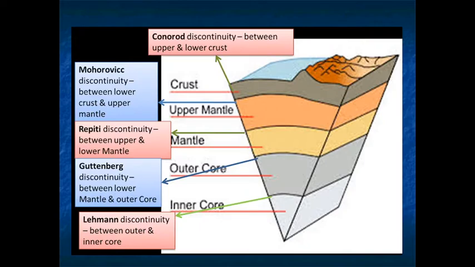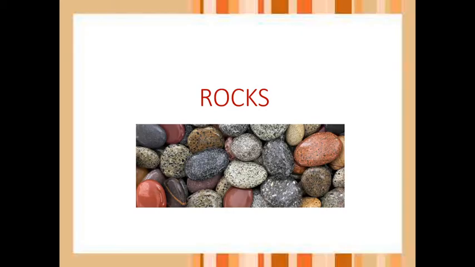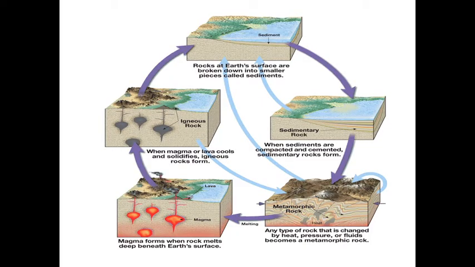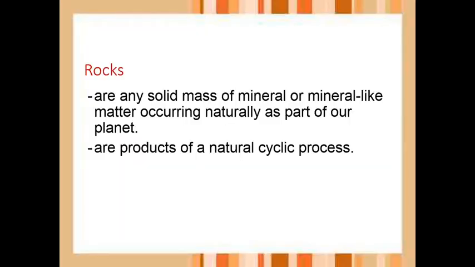So again, going back to the illustration of the discontinuities. So now, let's proceed to rocks. So rocks, of course, very important. So looking back into the concept of a rock cycle. So just to define, rocks are any solid mass of mineral or mineral-like matter occurring naturally as part of our planet. So rocks are products of a natural cyclic process.